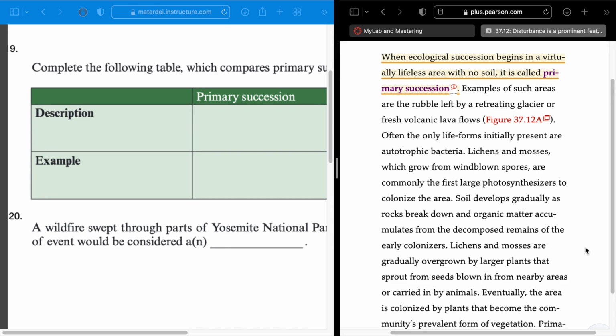Anybody run the game yet? All right, I won't spoil it then. So the description, primary succession, is right there on the screen. What's an example? Primary succession is when there was no life at all, like on a brand new island in the ocean.